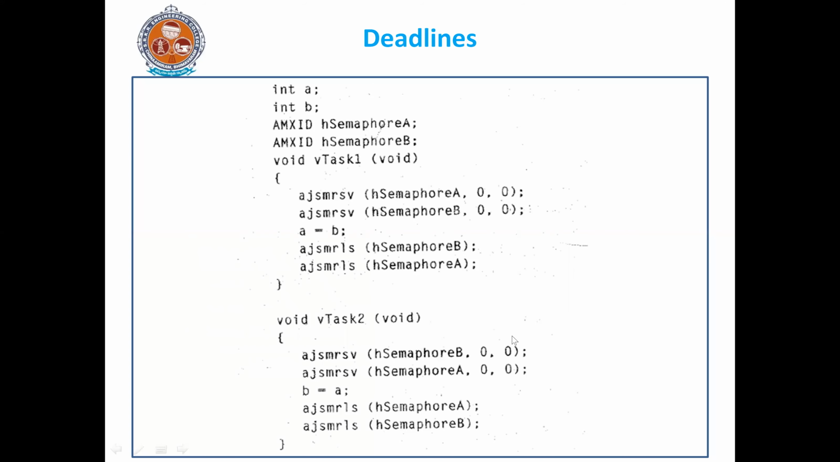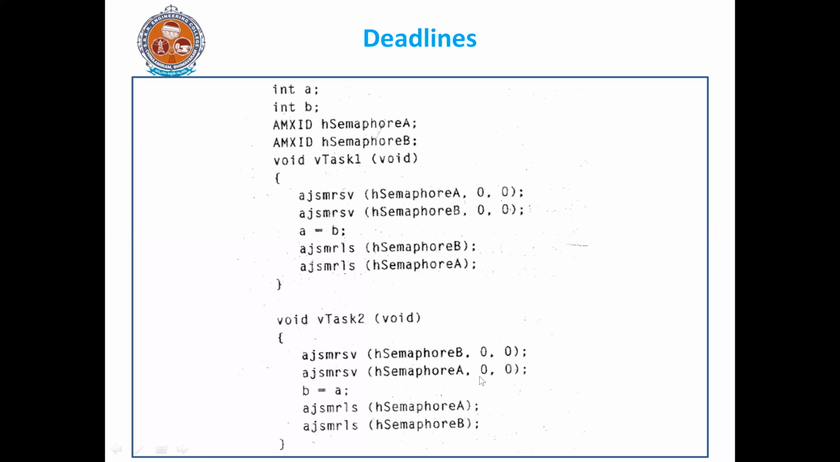Meanwhile, in between, task 2 comes into the picture. Task 2 first takes semaphore B, because at this time semaphore B is free, so it is given to task 2. Then it wants semaphore A, which is held by task 1. So now task 1 holds semaphore A and waits for semaphore B, and task 2 holds semaphore B and waits for semaphore A.